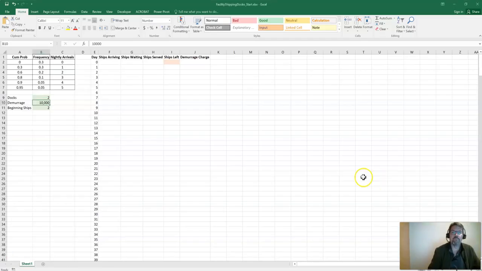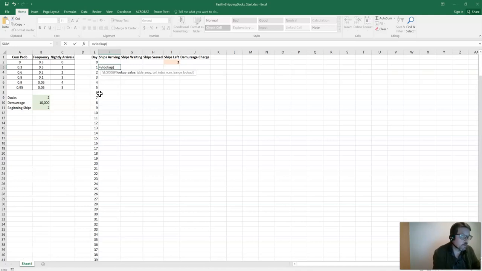So how do we do this? Well, we start with whatever the model says for the beginning ships. Now the only real random part is how many ships come the next day. That is going to come off of this distribution. Remember how we do a randomization from a known discrete distribution. It's a VLOOKUP for a random probability.